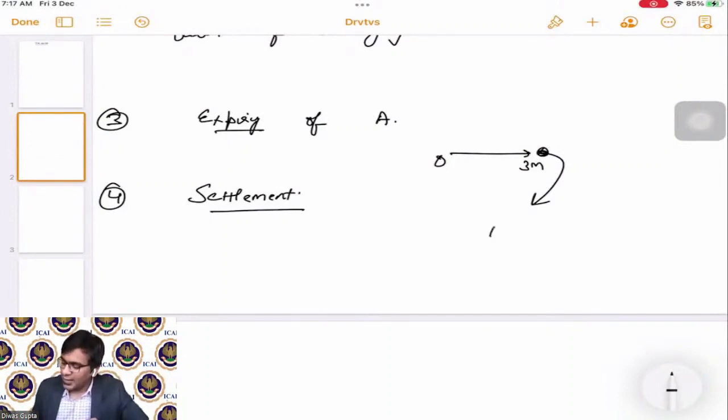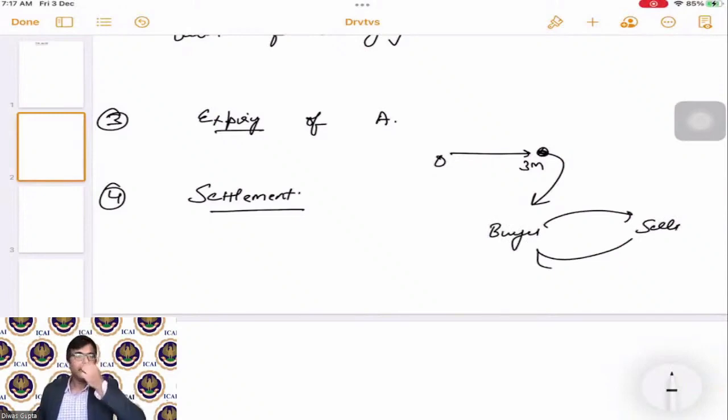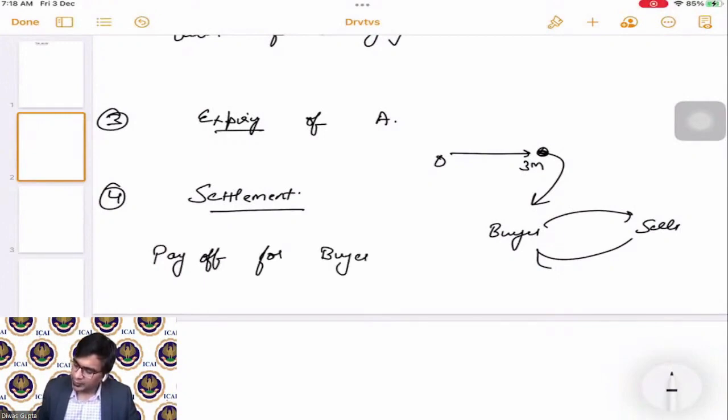Okay, now what can be that settlement? That settlement can be that either the buyer will pay the seller or the seller will pay the buyer. Simple. There will be some cash outflow or cash inflow at either the buyer's or seller's end. That is called a settlement. So in technical terms we call it payoffs. Payoffs for buyer and seller. There will be different kinds of payoffs for a buyer and seller depending on what the situation is. But what I'm trying to say here is there will be a settlement.